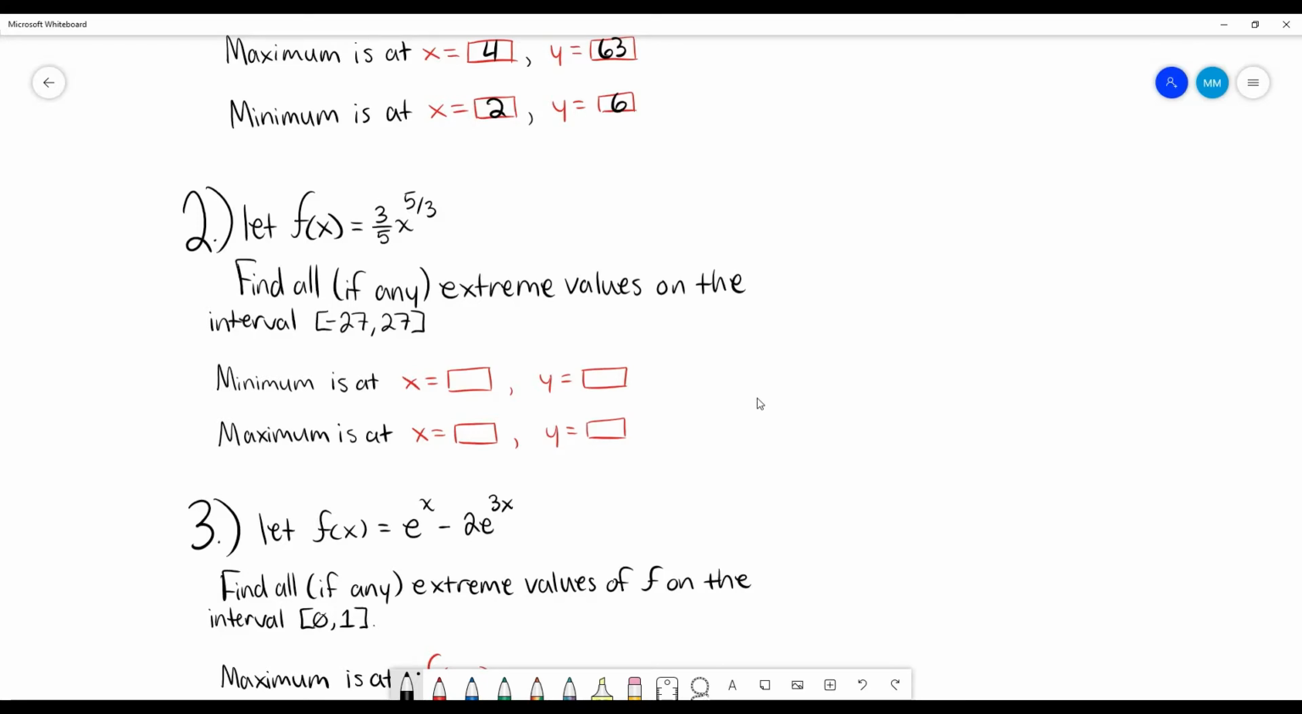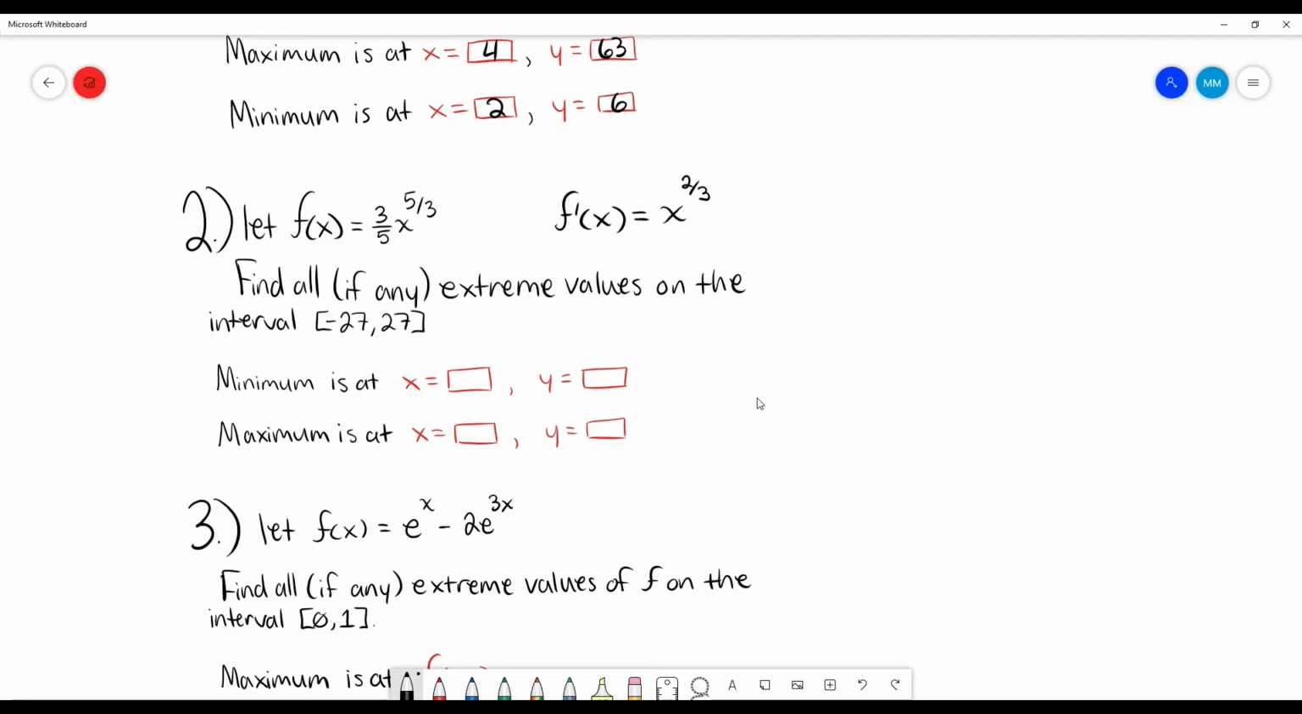So first of all, once again, we're going to take the derivative. And I know I'm going to use my power rule here. I put that in front. 5/3 times 3/5 cancels out. So we just get x to whatever our new power is. So I'm going to subtract 1. So it's going to become 2/3. And that's our derivative, right?